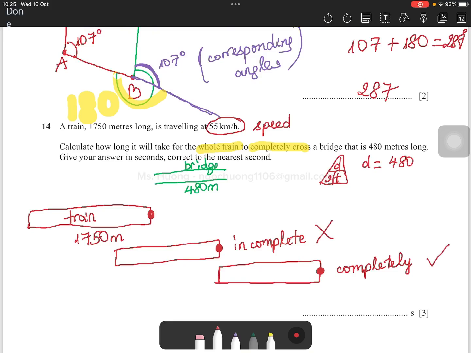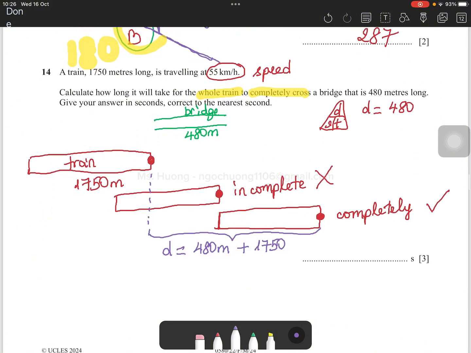And in that case, the total distance that the train covers from this point to this point is the length of the bridge, which is 480 meters, plus the length of the train, which is 1,750 meters. And the total distance is equal to 2,230 meters. This is the distance, not 480 meters.